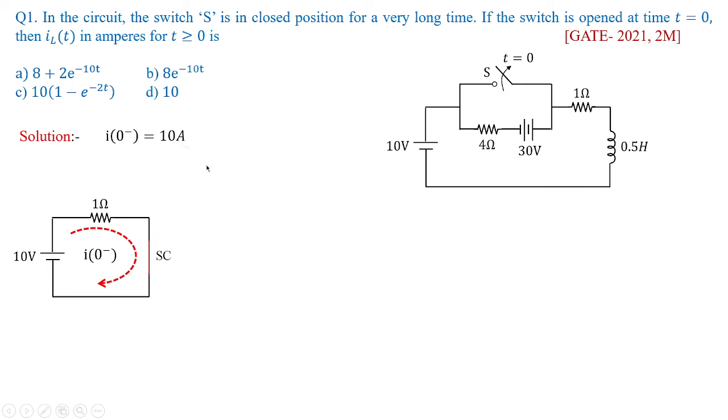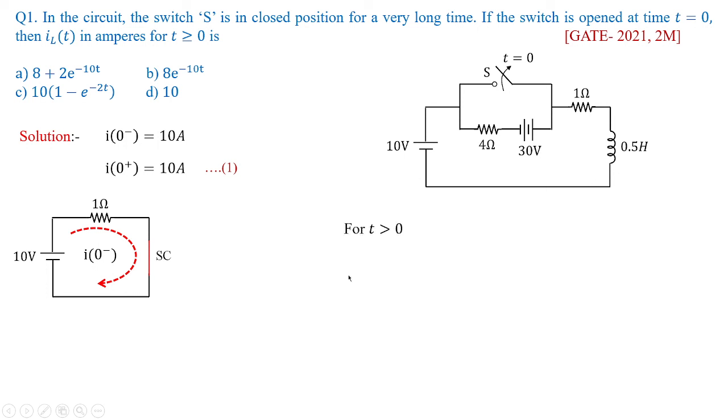One of the important properties of the inductor is that current through the inductor cannot change instantaneously. In fact, I of 0 plus will be equivalent to 10 amperes. This I am framing as equation 1. I hope you understood how we have obtained I of 0 minus equal to I of 0 plus as 10 amperes. Then, coming back to the problem, if the switch is opened at time t equal to 0, then the inductor current in amperes for t greater than or equal to 0 is dash.